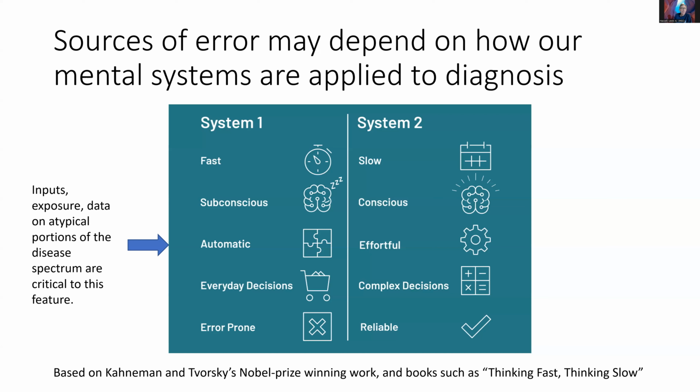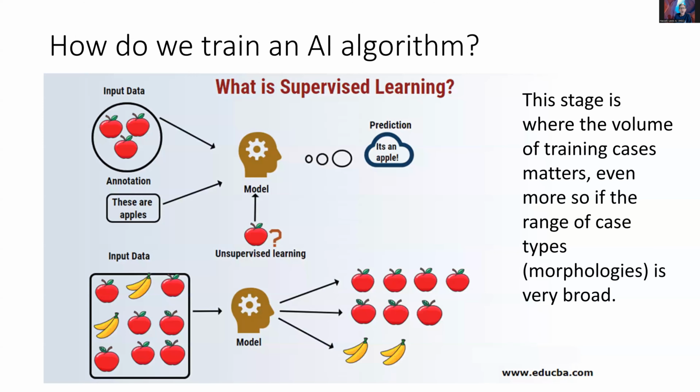The problem with that is that this can be error-prone. And that's particularly true if the data set on which we're making that fast assessment is faulty. Now, we've learned this from AI algorithms. As we train AI algorithms, there are a couple of ways to do it, through supervised or unsupervised learning. But we can think of what a trainee is doing as somewhat supervised learning. We're providing input data and then providing some classification to say, these are the apples, these are the bananas.